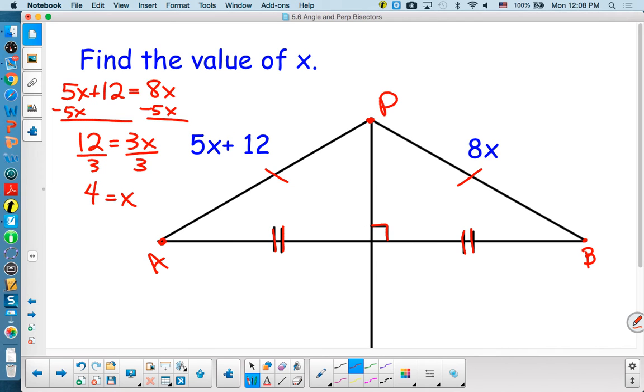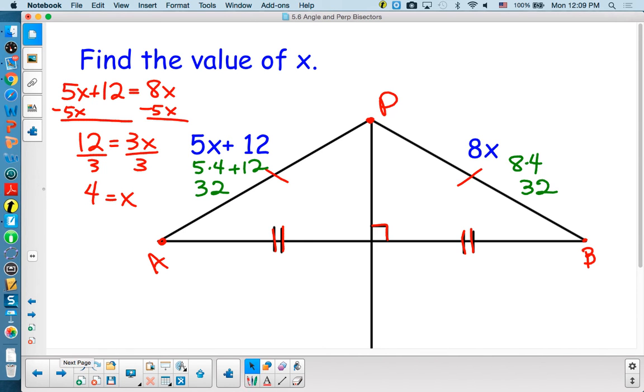X is 4. Let's check that one and make sure that our two lengths came out equal. So to check it, I'm just putting a 4 in. So 20 plus 12 should be 32. And on the other side, 8 times 4, that's 32. So both segments did end up the same length.